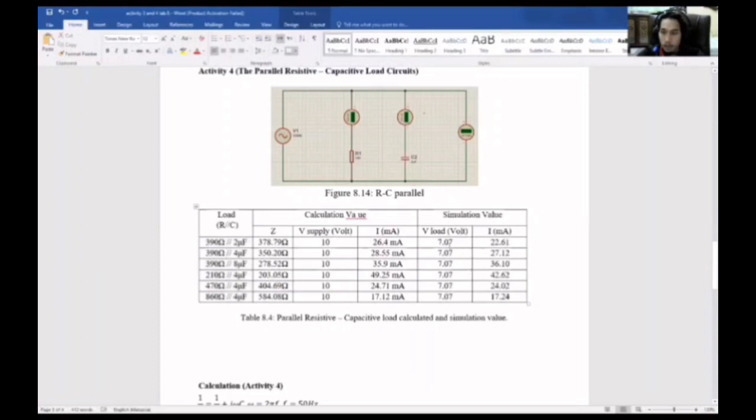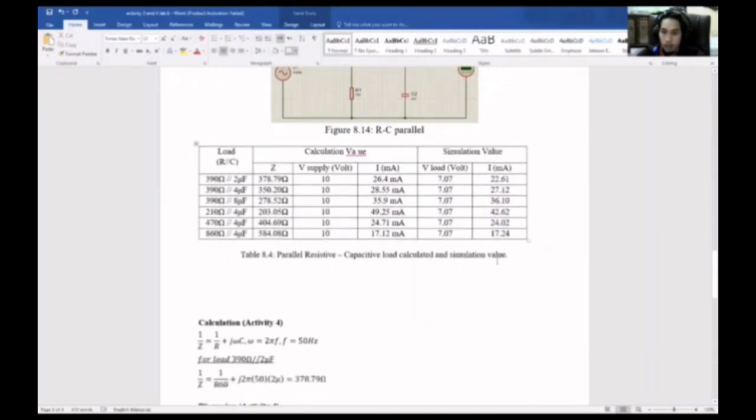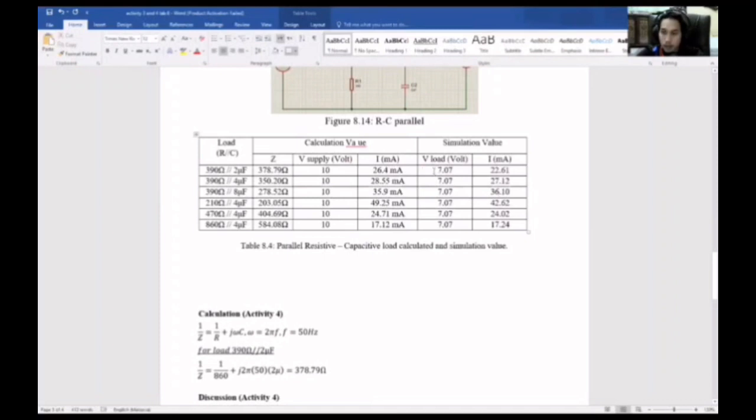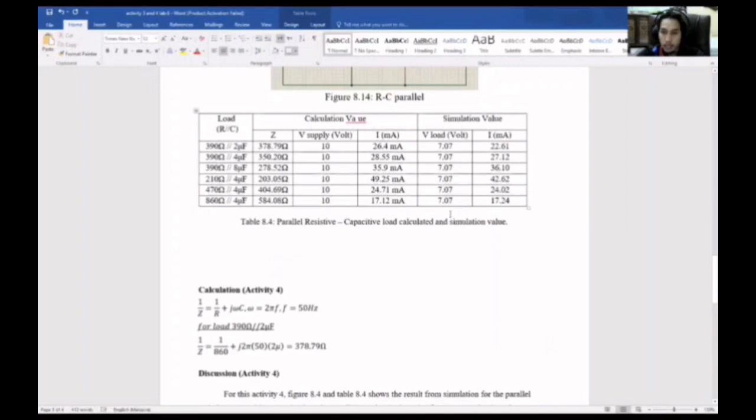So we got the simulation value for V and I for each value of R and C. Here we got the same V, and for I we got different values. So this is the simulation value that I calculated in the software. So what we need to find is the value for I in milliampere.